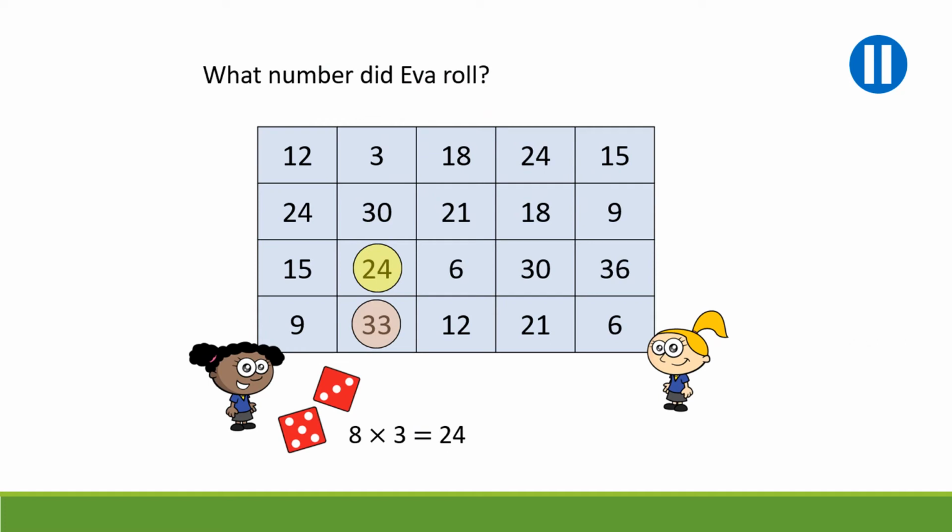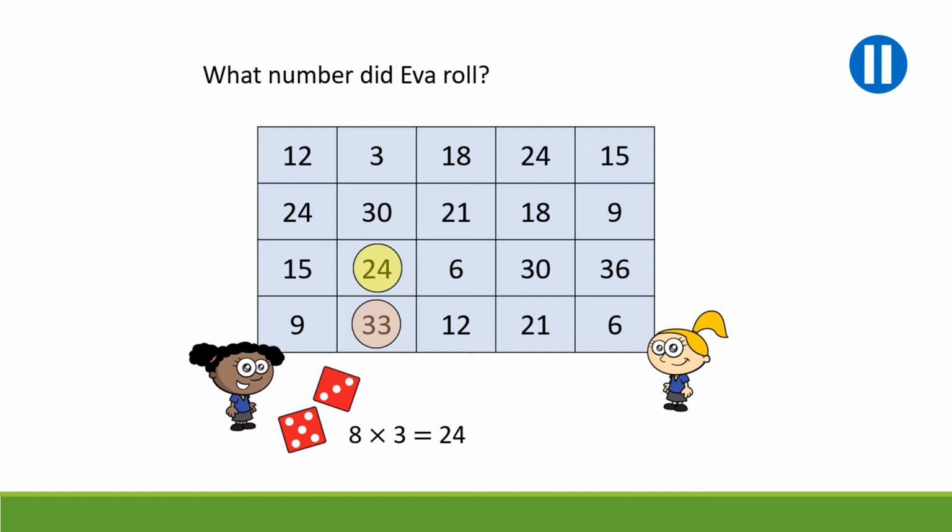Let's take a look to see what the children are getting up to in this picture. Whitney has rolled the dice and her numbers total 8. On the grid you can see it contains all the multiples of 3. Whitney has rolled 8 altogether, so she multiplies that by 3. 8 times 3 equals 24, and you can see her yellow circle is 24.